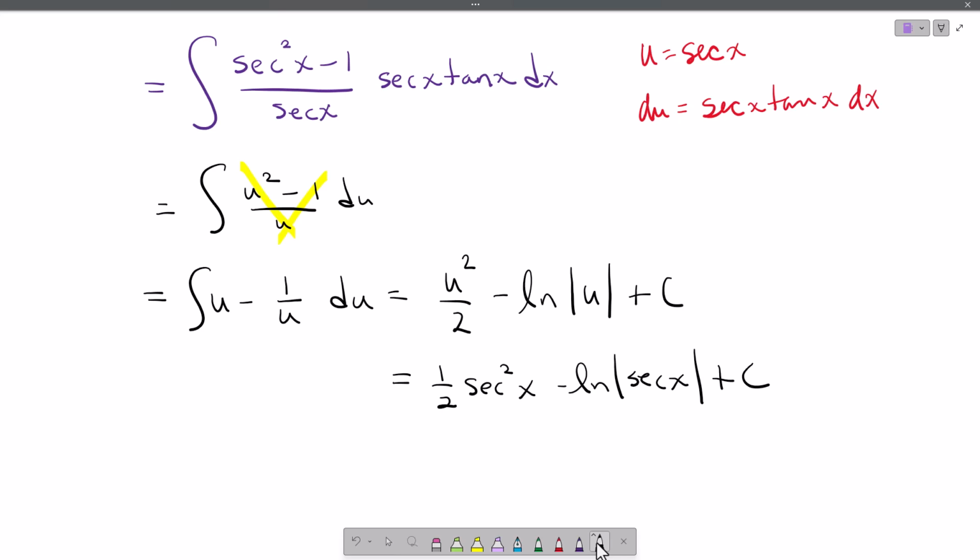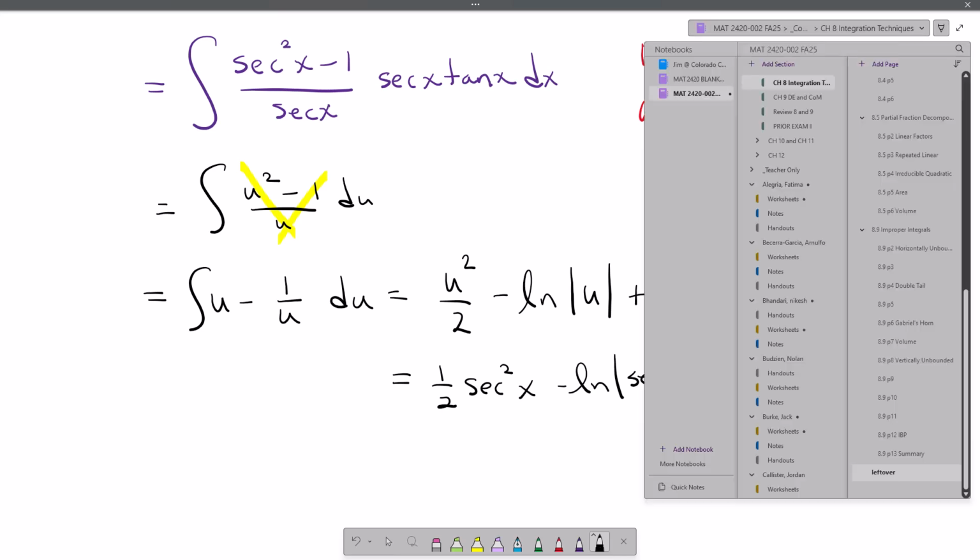Okay, next topic. It's one of the hardest topics in this chapter. Probably most people would say it is the hardest topic in this chapter. This is trigonometric substitution. Trigonometric substitution is another technique that we are going to use.